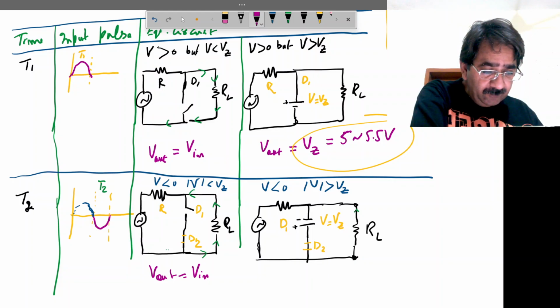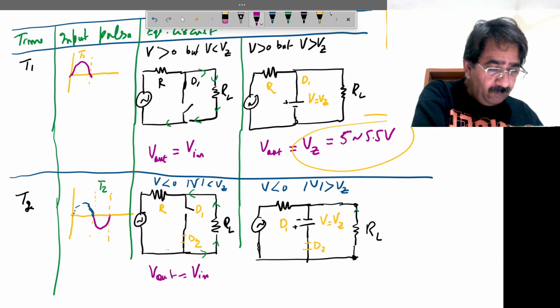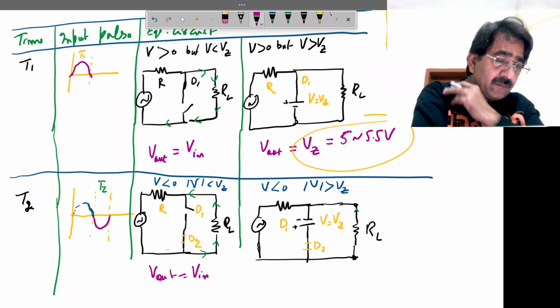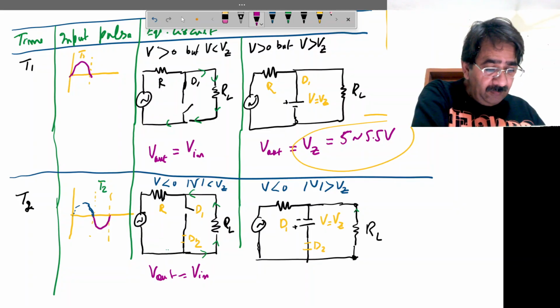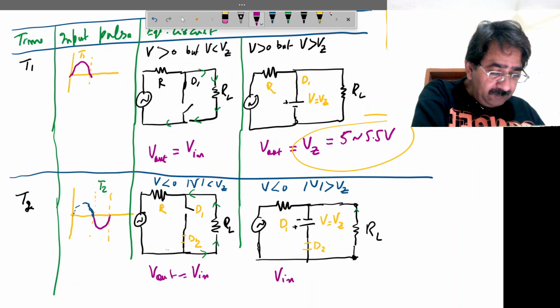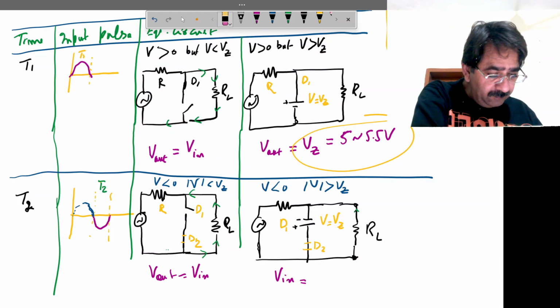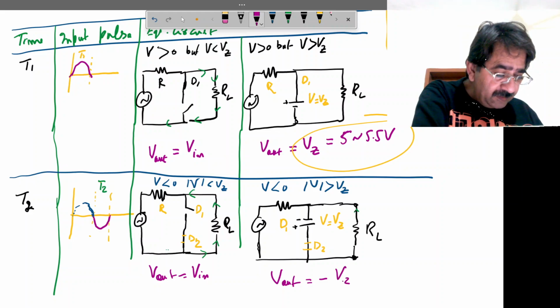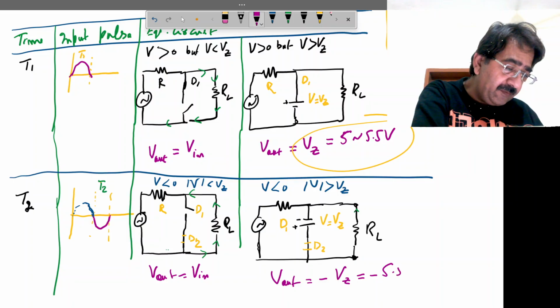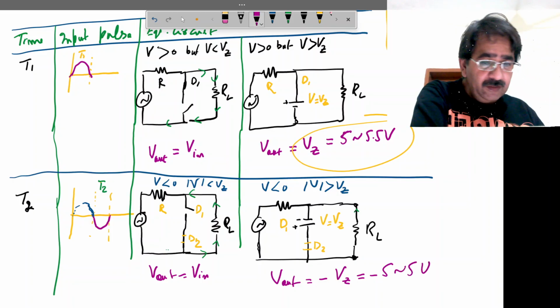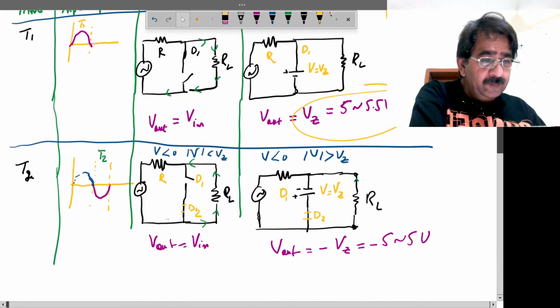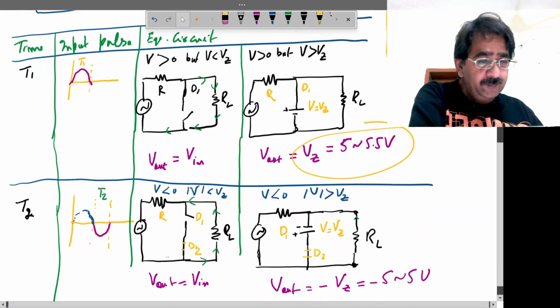And V in will be equal to, because V out will be negative, Vz, minus 5 to 5.4. Okay, so this is the equivalent circuit diagram.